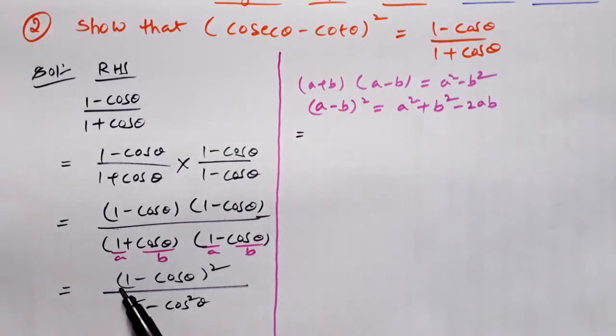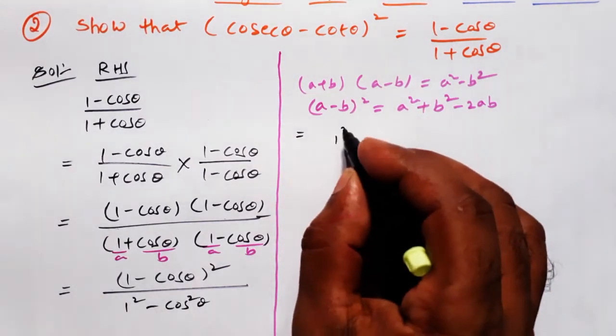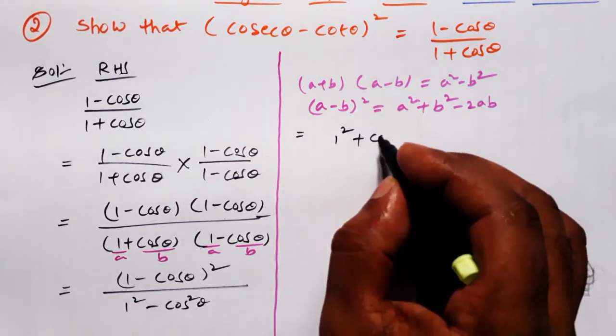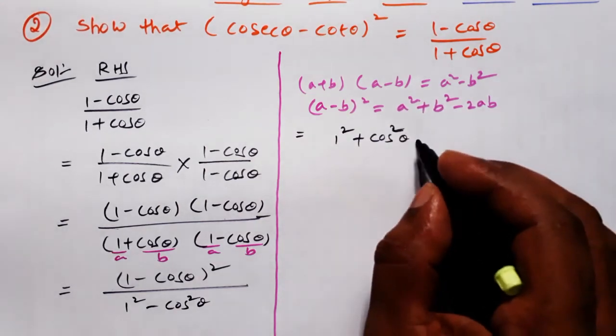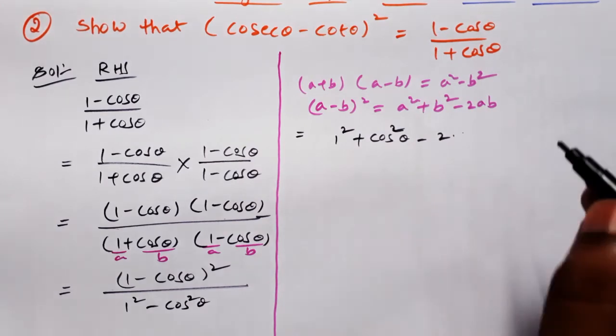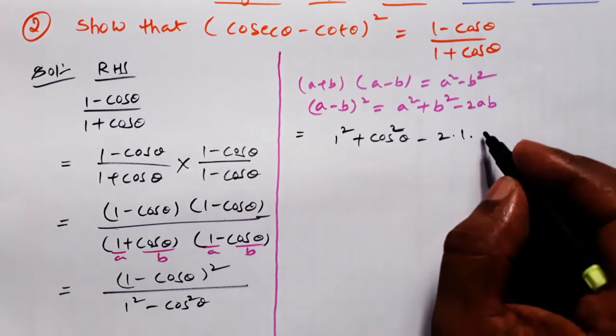See here, A means what? 1. B means what? Cos theta. A 1, B cos theta. First one is what? A square. So 1 square plus B square. B means what? Cos. So cos square theta minus 2AB. 2 into A means 1. 1 into B means cos theta.